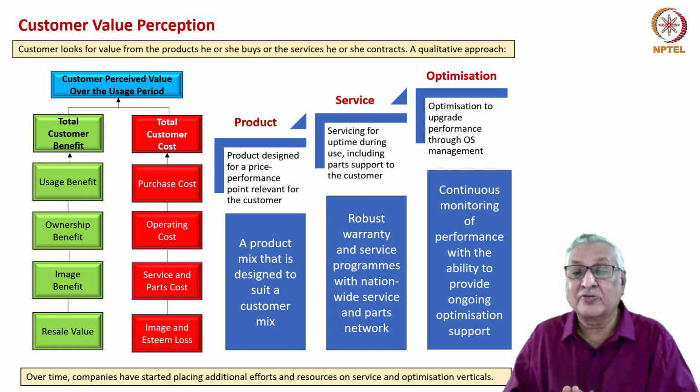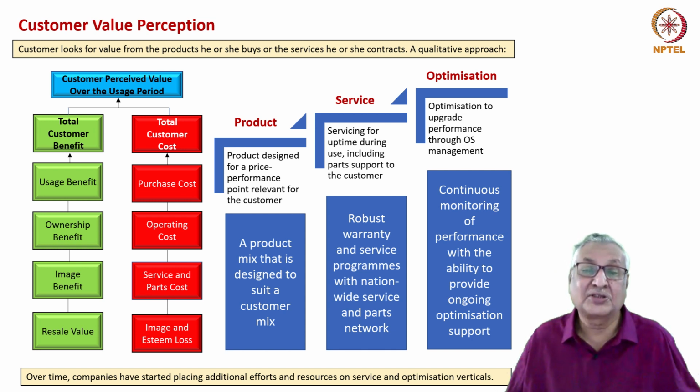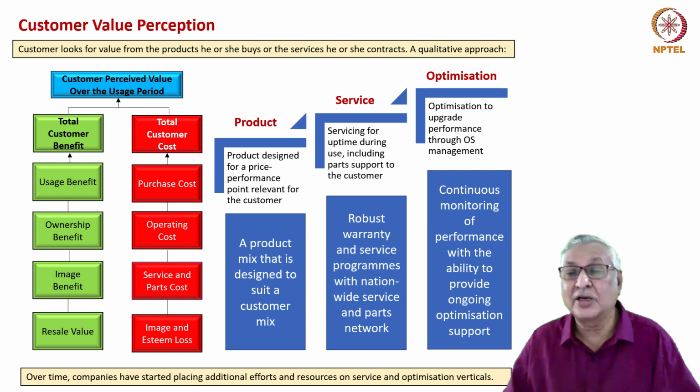The service for the uptime during use, including part support to the customer, is the very purpose of service. If you have robust warranty and service programs with nationwide service and parts network, you are providing a similar mix of service optionalities for a customer. You would like to have a product which can be serviced in any part of the country, even though you have bought the service in one particular part of the country.